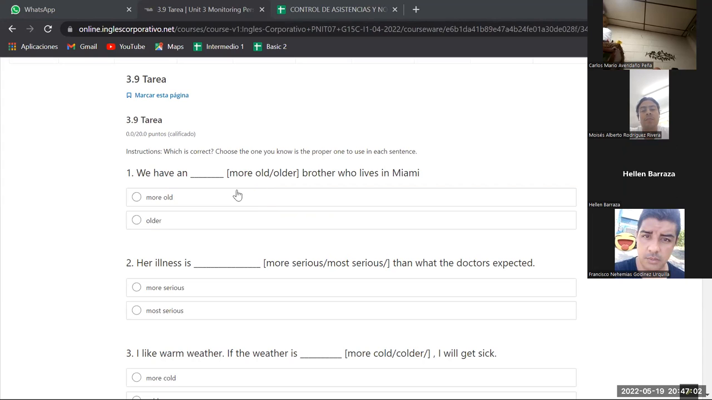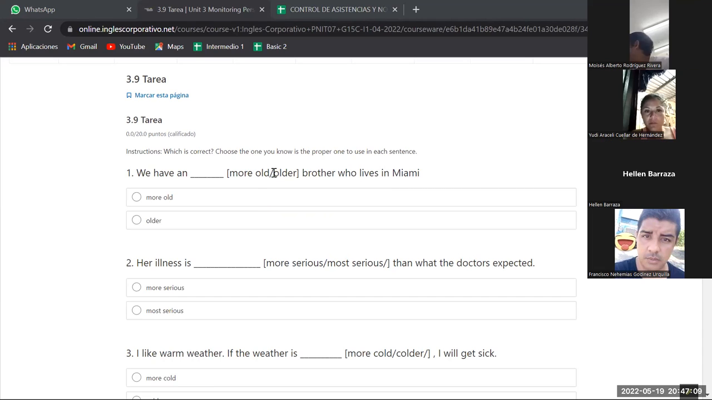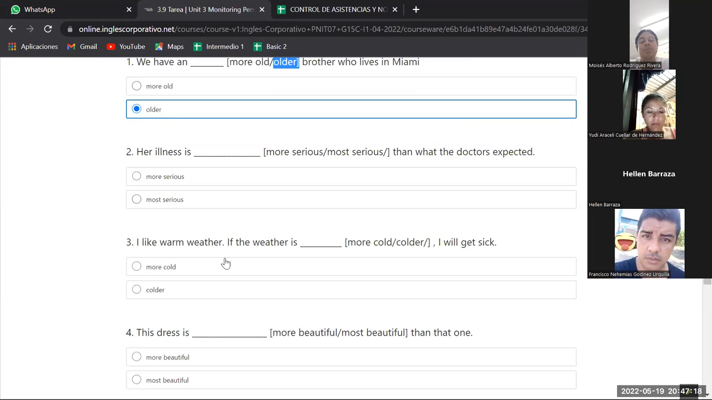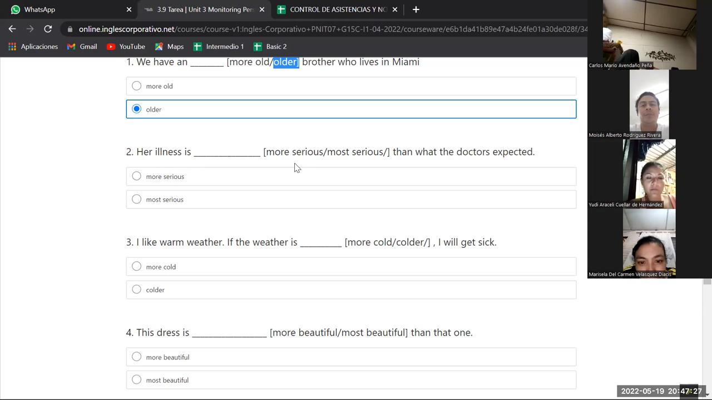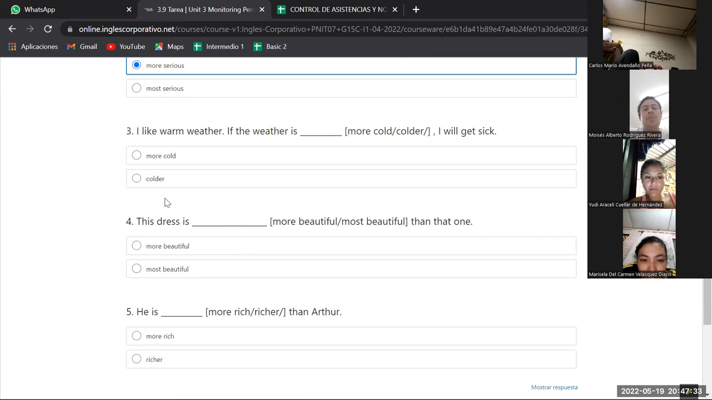So we did a... older. The second sentence. Older. Okay, older. We have an older brother who lives in Miami. Now, number two, her illness is colder. More serious. Okay, number three.